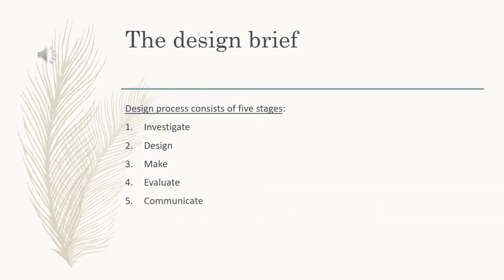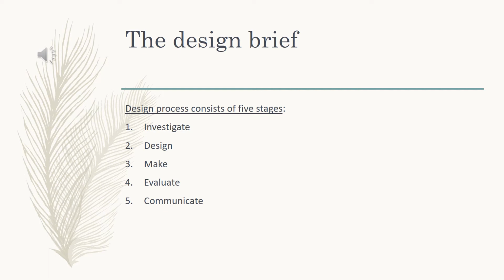Remember term 1, we learned about 5 stages of the design process, which are investigate, design, make, evaluate, communicate. So we're going back to touch on this so that we can understand it much better, because we have to design a product. So remember, before you start with your product, obviously you need to investigate the product that you are going to make.